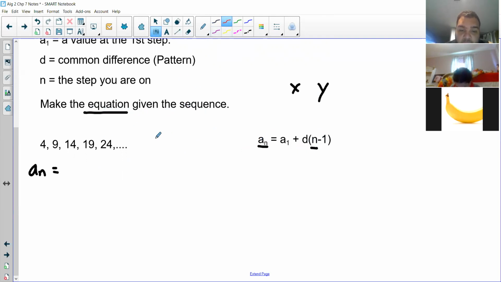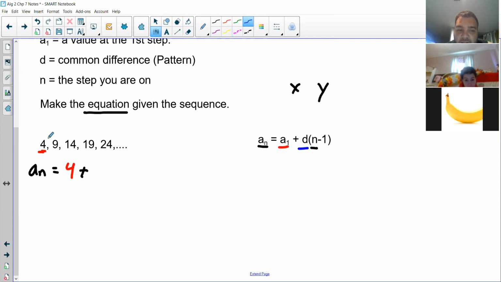Now, I need to plug in a_1. My a_1 will be here, 4. So I'm just going to plug in 4. a_1 becomes 4. My next is the d, which is the pattern.